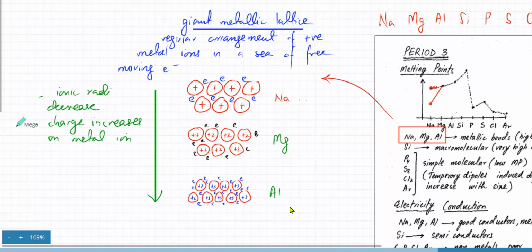The charge density increases. And then there's another point, which is that they have more delocalized electrons. Down this group, Na, Mg, Al, you have more delocalized electrons.